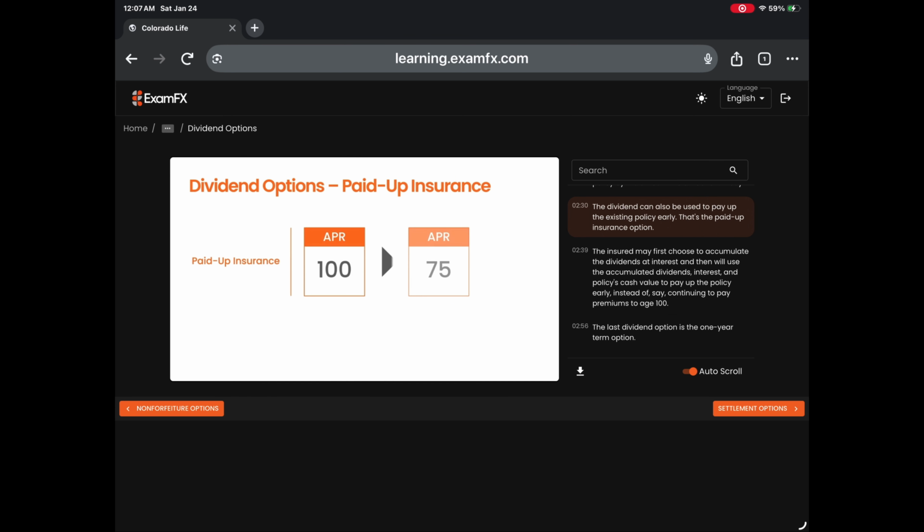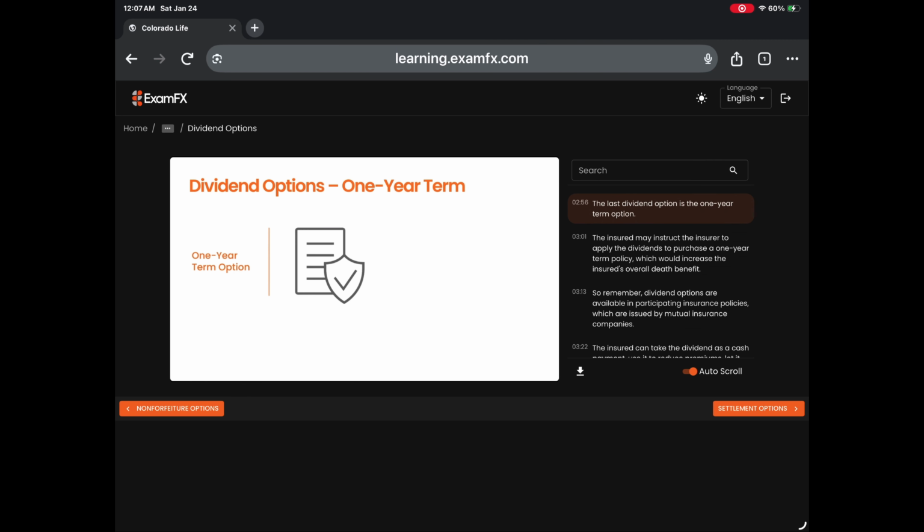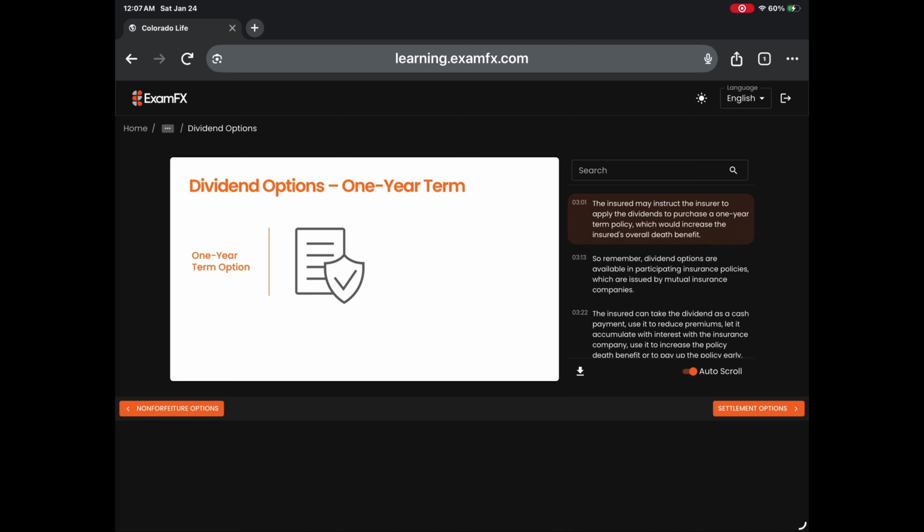The dividend can also be used to pay up the existing policy early. That's the paid up insurance option. The insured may first choose to accumulate the dividends at interest and then will use the accumulated dividends, interest, and policy's cash value to pay up the policy early instead of, say, continuing to pay premiums to age 100. The last dividend option is the 1-year term option. The insured may instruct the insurer to apply the dividends to purchase a 1-year term policy, which would increase the insured's overall death benefit.